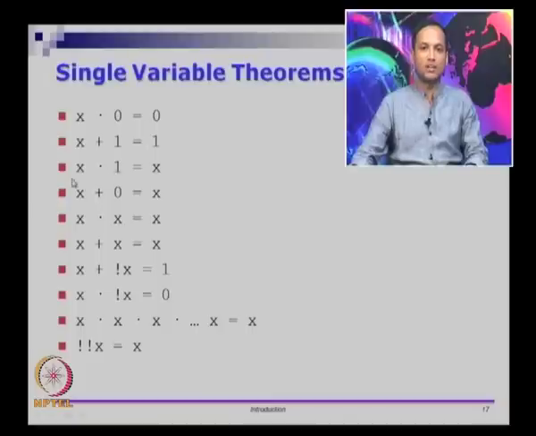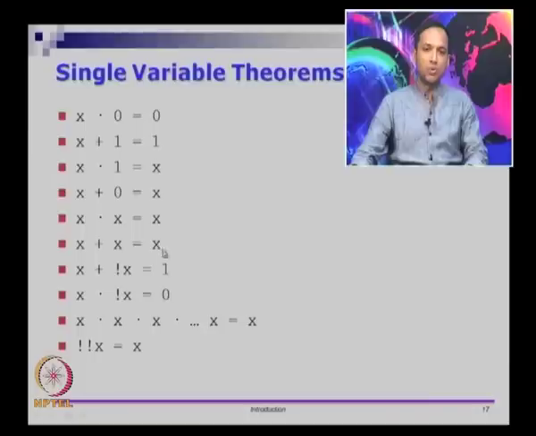x and 1. So if I do not know what x takes, x and 1 is still x. So what it means is if I have an AND operation, whatever value this input takes is the value that the output will also take. Similarly, x plus 0 or x or 0 is x, x ANDed with x is x itself, x ORed with x is also x itself, and so on.